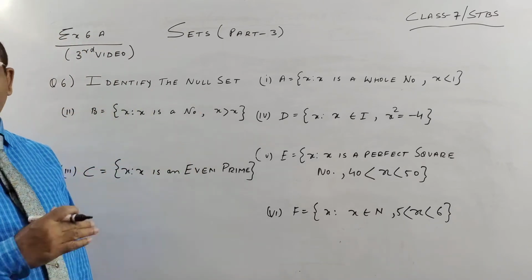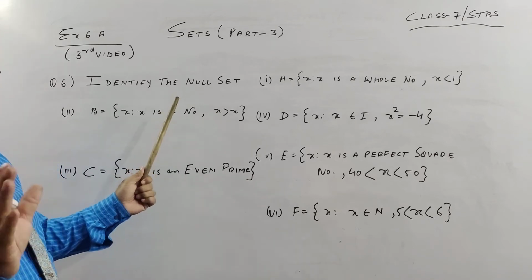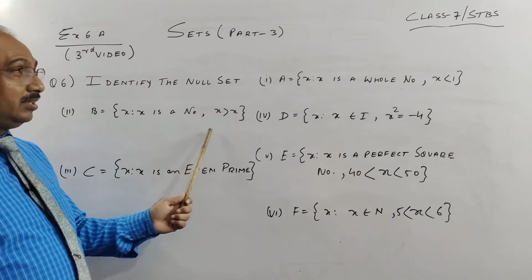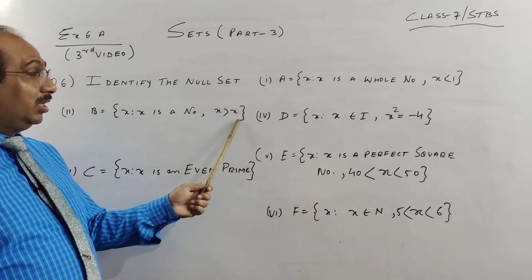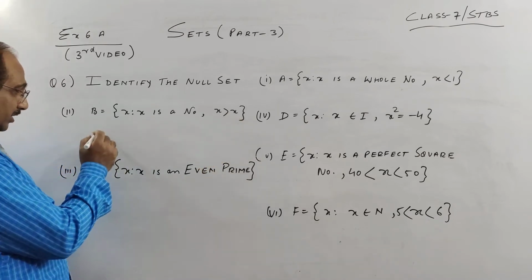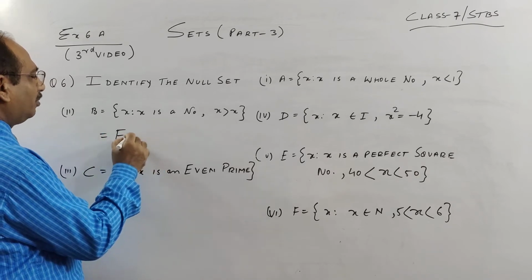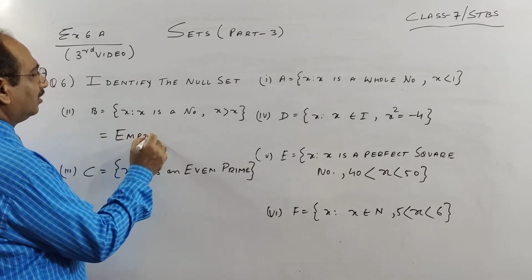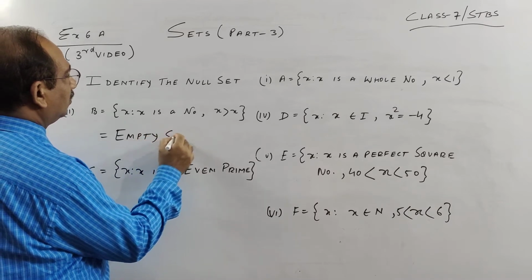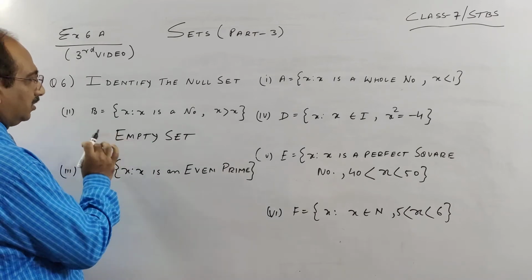Identify the null set, meaning sets which have no elements, an empty set, a void set. X such that X is a number, very interesting. A number is more than itself. X is greater than itself. Very strange thing. So this is your empty set. A number cannot be bigger than itself. So this is an empty set or null set, you can say.